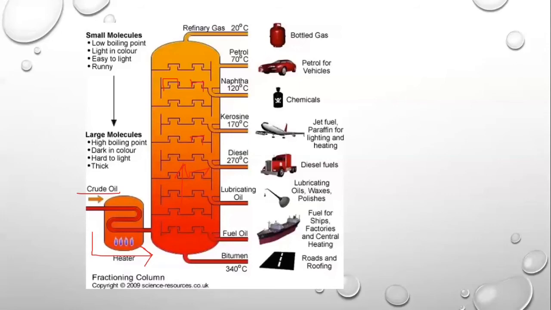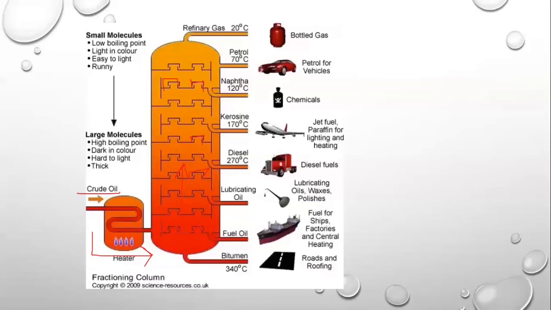And when they condense at the bottom, they are going to be collected as bitumen or fuel oil or lubricating oil. Whereas the smallest chain molecules, such as methane or refinery gas or petrol, need a lower boiling point. When they have a lower boiling point, they're going to condense at the top. That's how we separate it into 7 different kinds of fractions, and these fractions have different uses.